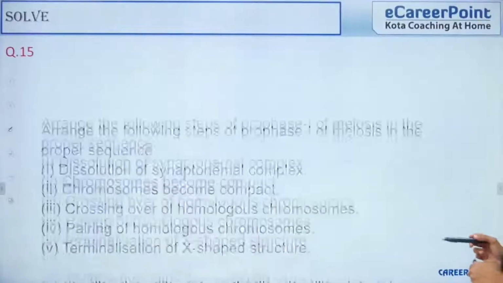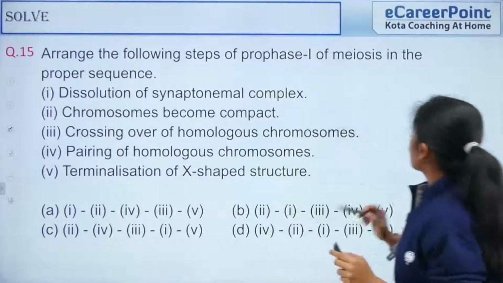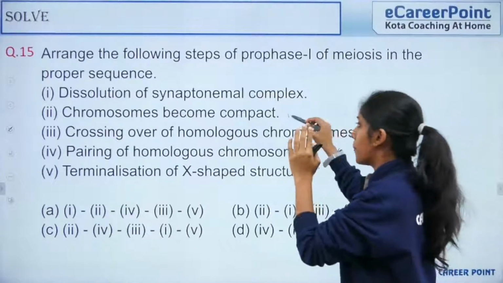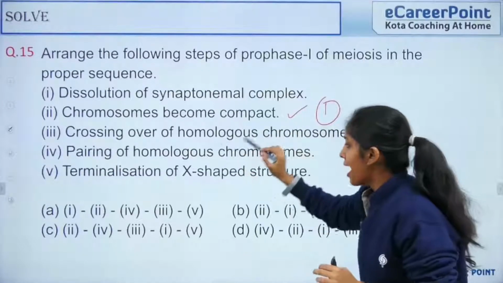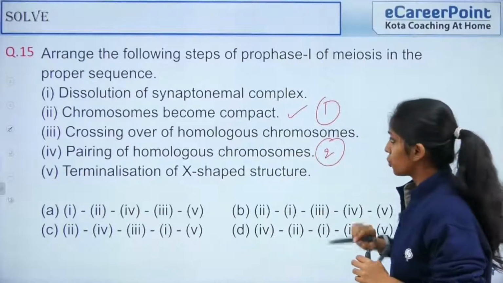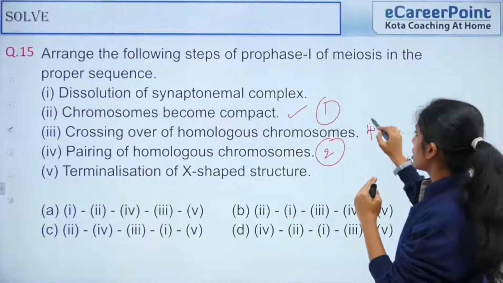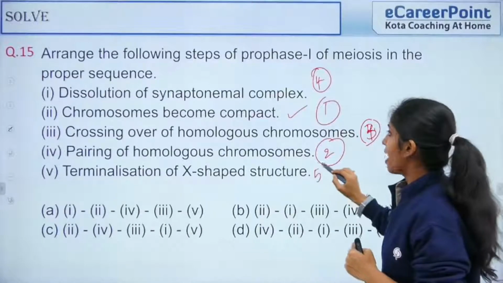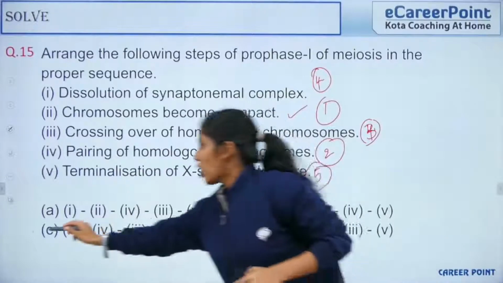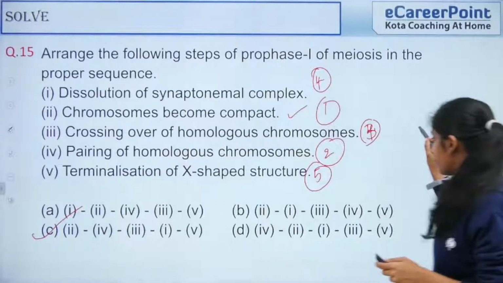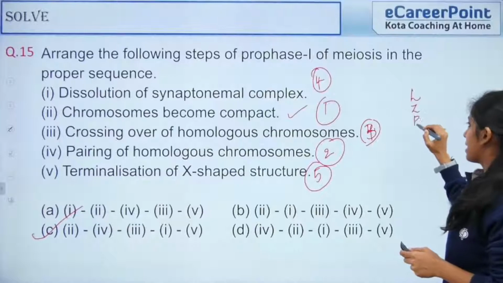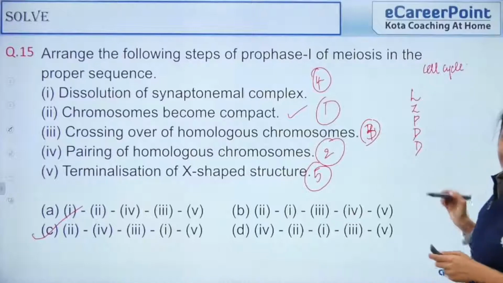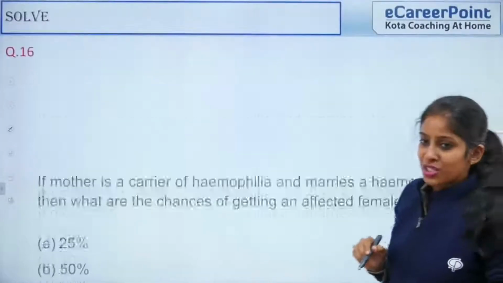Alright. So question 15. Arrange the following steps of prophase 1 of meiosis. The first one, what happens is chromosomes become compact. This is 1. Then pairing of homologous chromosomes, this is 2. Once they pair, you have crossing over, this is 3. And then you have dissolution, and then terminalization. So which is the correct option? I guess C. So you have leptotene, zygotene, pachytene, diplotene and diakinesis. This is from the chapter cell cycle, right? So I move forward to question 16 now.